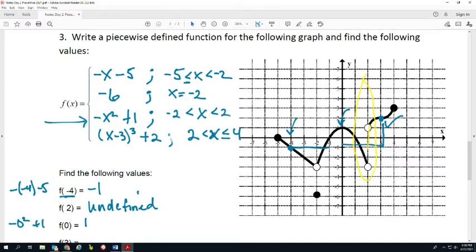All right, I need to move that down. That last one right there is f of 3. And so f of 3, let me erase some of this over here.